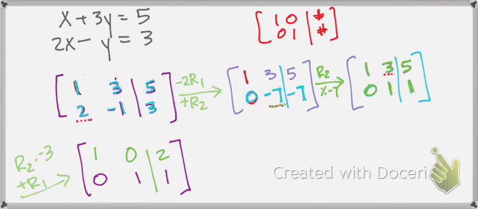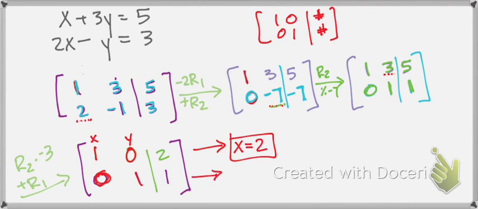So now we are in our simplified form. What is this first row telling us? 1x plus 0 y's is 2, or x equals 2. The second row is telling us 0 x's plus 1 y is 1, or y equals 1. So that is your answer.